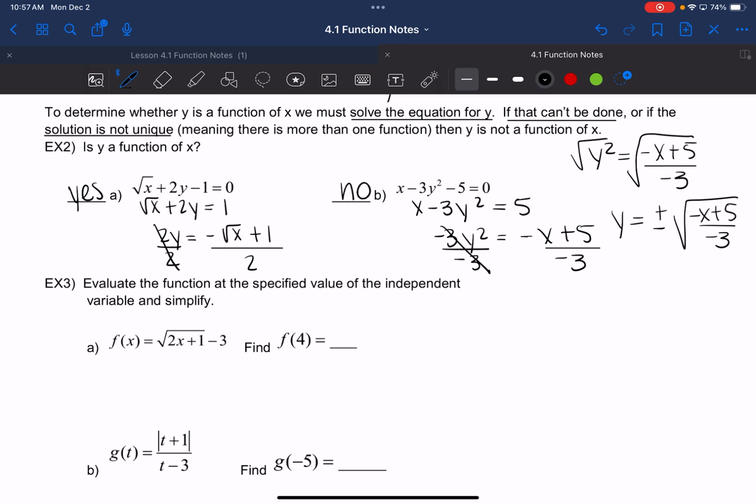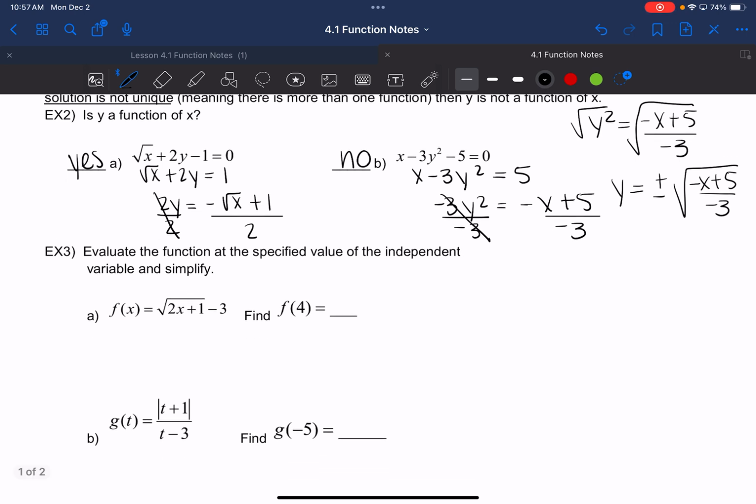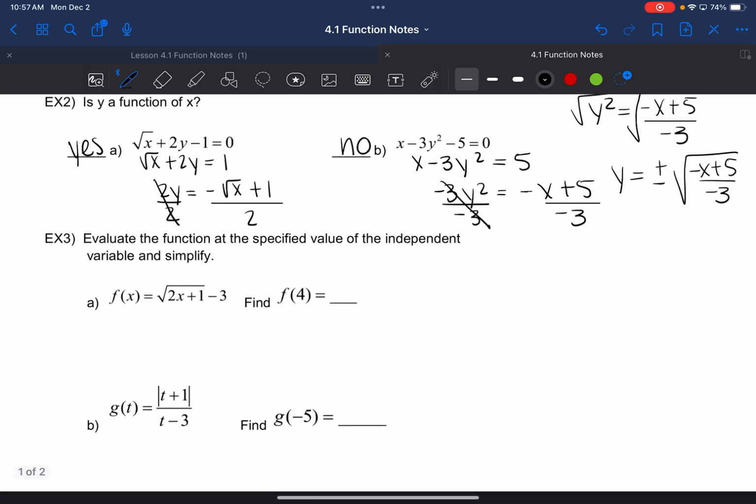Okay. So now, no matter what way they give it to you, you can determine if it's a function or not. If they give you coordinate points, check for repetitive x's. They give you a picture, vertical line test. They give you an equation, solve for y. Okay? All right.